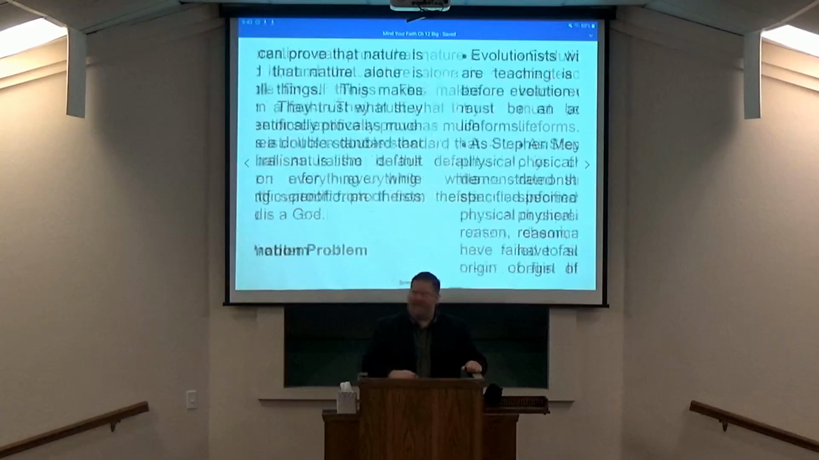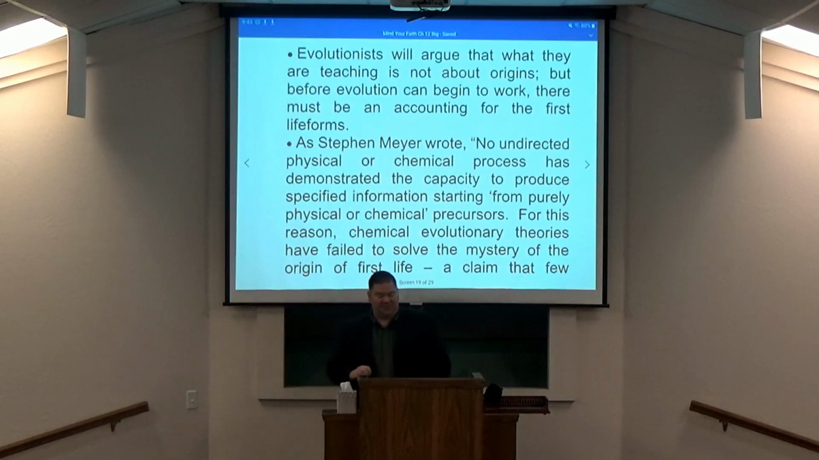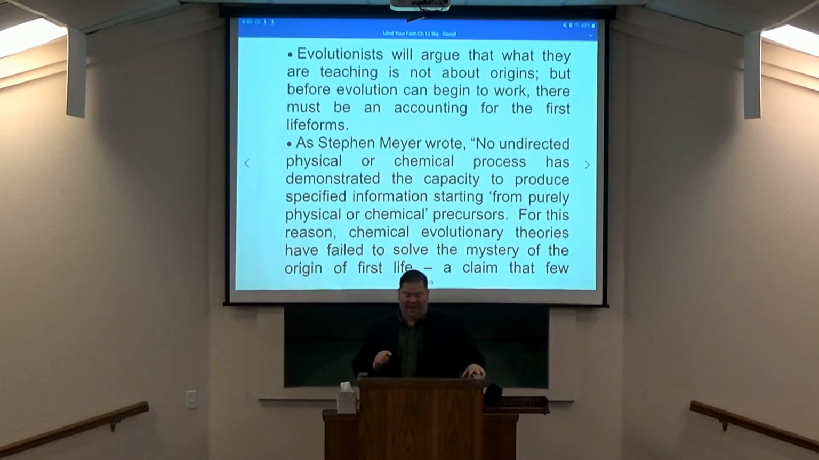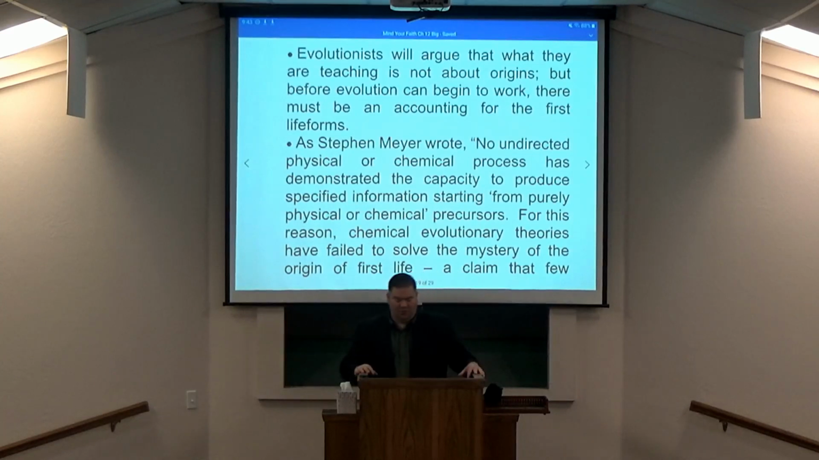All right. There is an information problem. If you read through this and you were confused, you might have had to read over it 2 or 3 times, because what he deals with is hard to quantify here, talking about the information problem. Evolutionists will argue what they are teaching is not about origins, but before evolution can begin to work, there must be an accounting for the first life forms. Again, if everything started from a single cell, where did that single cell come from? As Stephen Meyer wrote, no undirected physical or chemical process has demonstrated the capacity to produce specified information starting from purely physical or chemical precursors.